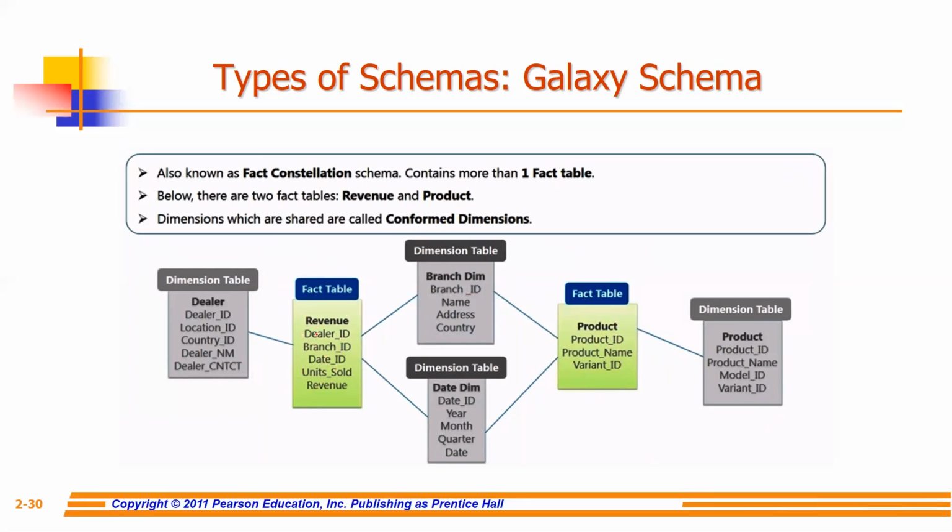So in a star schema, the product fact table and the revenue fact table are both in one table. Now it is split into two tables, and these are surrounded by the dimension tables. This is the branch dimension. This is the date dimension. The date dimension is a common table for the revenue fact and the product fact, but the product dimension is a single table, and the dealer dimension is also a single table. This type of galaxy schema is also known as the fact constellation schema.